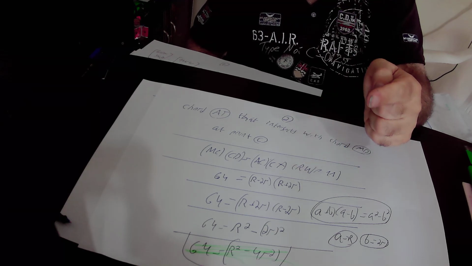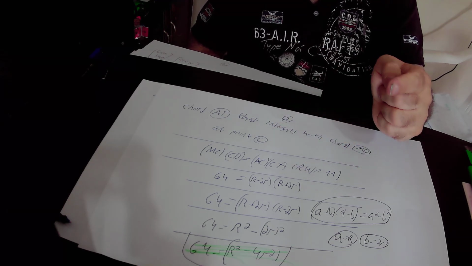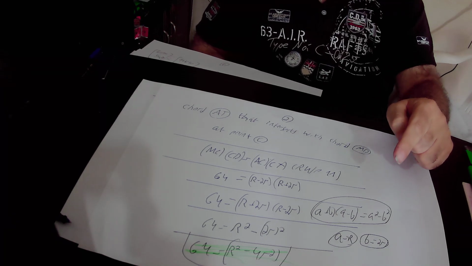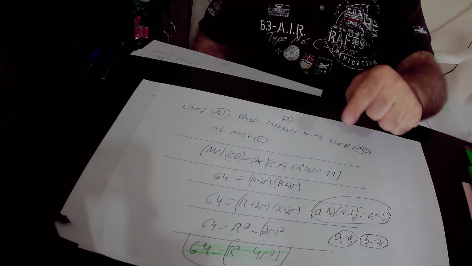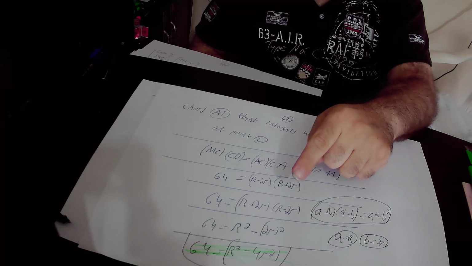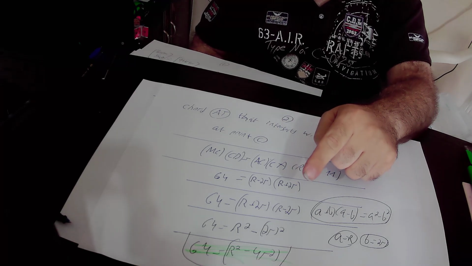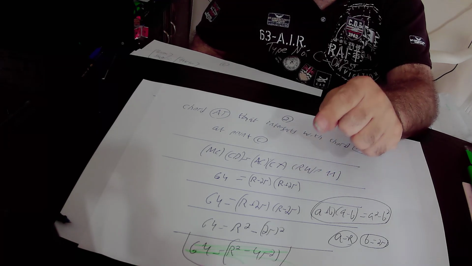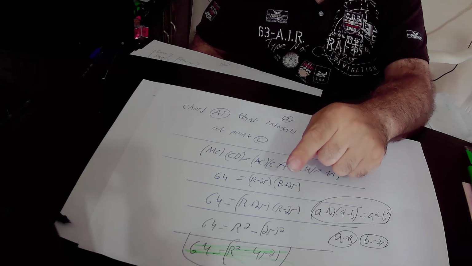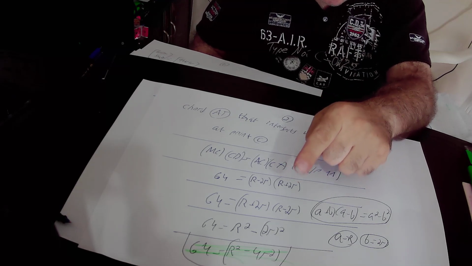This expression, according to the algebraic identity that A plus B times A minus B equals A squared minus B squared, will be equal to capital R squared minus 2R squared. Capital R squared minus 2R squared equals capital R squared minus 4R squared. So in conclusion, we found out that 64 equals capital R squared minus 4R squared.